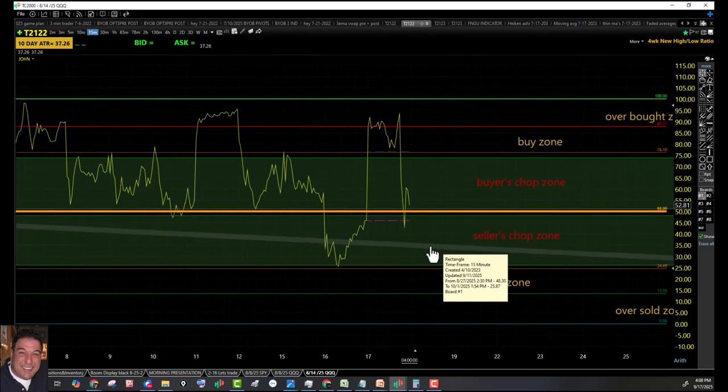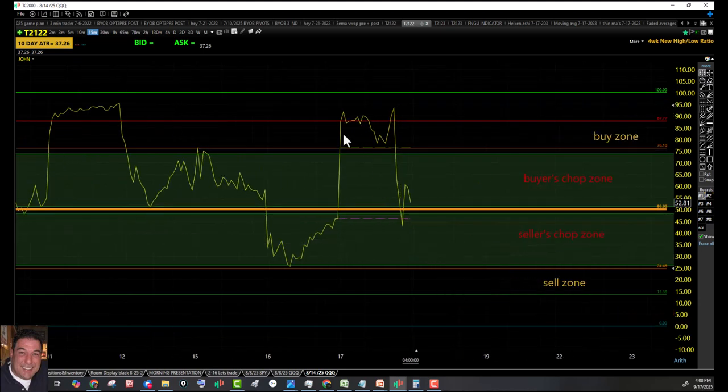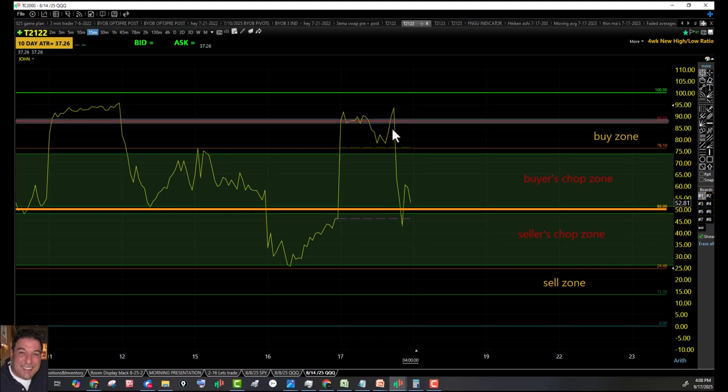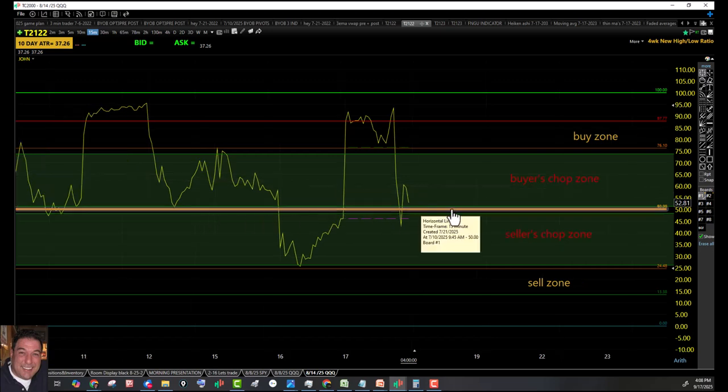T2122. We spent part of the day up here in the overbought zone, and then we made an appearance once, twice, 3 times in the buy zone, only to make another appearance in the overbought zone. Then we got tossed out by the bears. I mean, flying. They swatted us all the way over the buyer's chop zone, airborne, landing in seller's chop zone, and the bulls hooked us and landed us inside the buyer's chop zone. So ending the day on the other side of the midpoint, that's bullish.